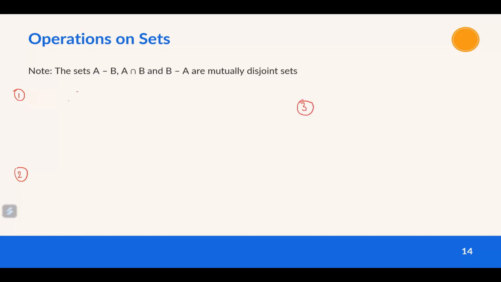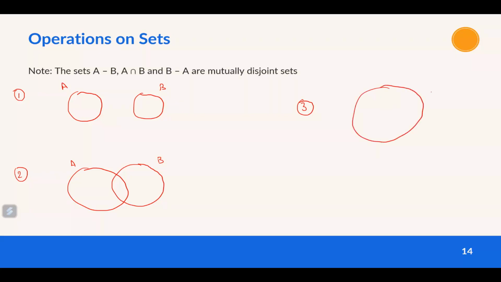Okay. So in the first case, set A and set B have no elements in common. In the second case, set A and set B have a small region which is common, or a few elements which are common to both. And in the third case, one set is inside the other set. So suppose set A is bigger and set B is smaller. Now in these three cases, we can see how A minus B, A intersection B and B minus A are represented. So what is A minus B?